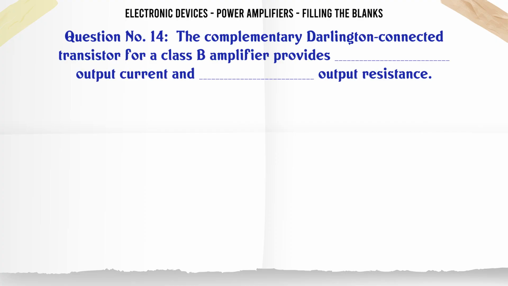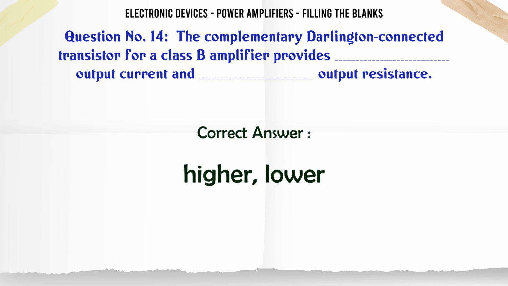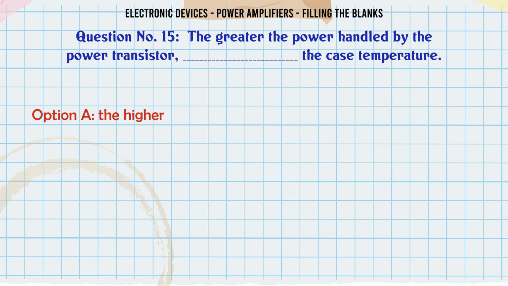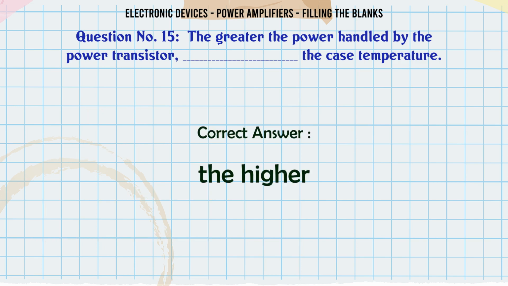The complementary Darlington-connected transistor for a Class B amplifier provides output current and output resistance: A: higher, higher, B: higher, lower, C: lower, lower, D: lower, higher. The correct answer is higher, lower. The greater the power handled by the power transistor, the case temperature: A: the higher, B: the lower, C: there is no change in, D: none of the above. The correct answer is the higher.